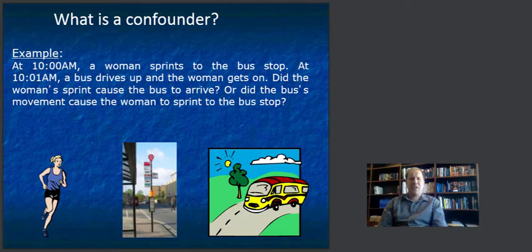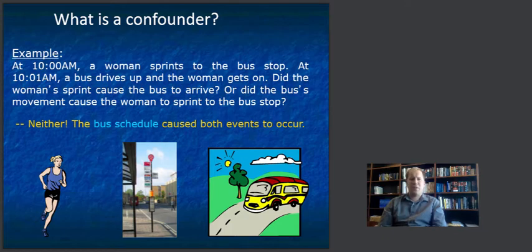There's a confounder here, namely the bus schedule. The bus was due to arrive at 10, or maybe 10:01, and the woman likewise was due to arrive at 10 or 10:01, not because the bus was coming, or not because the woman was coming, but because both of them knew of the bus schedule, and the bus schedule had prearranged for both of them to arrive at 10 a.m. This is an example of a confounder.